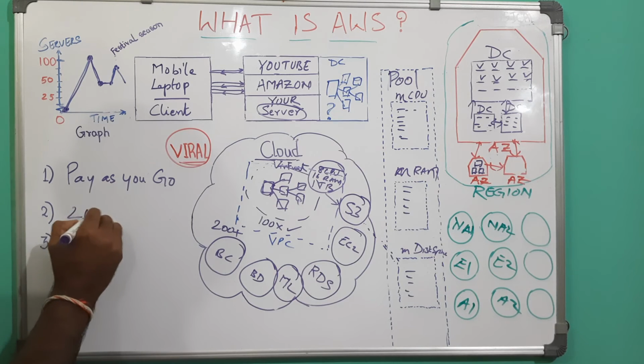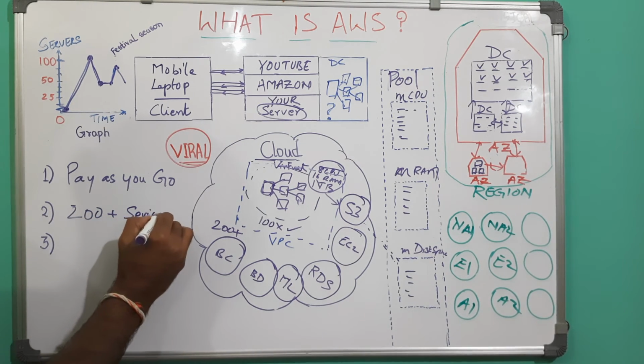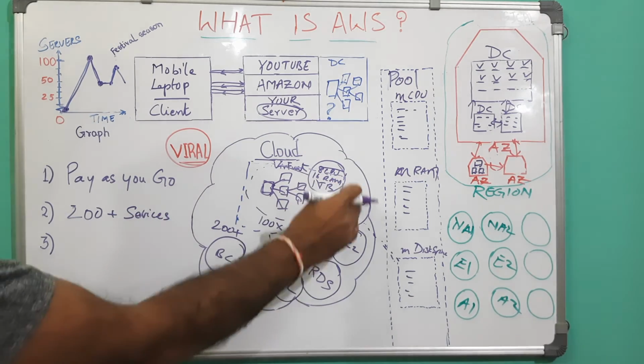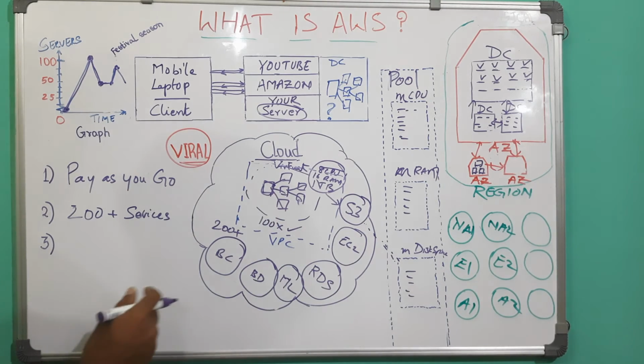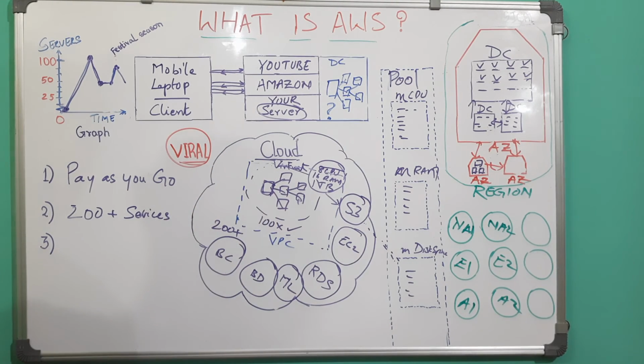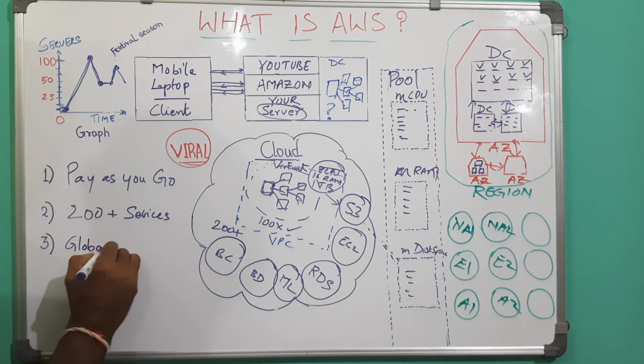And you have 200 plus services that you could use. As you've seen, there are 200 plus services that you can use for your application. So the third one is global infrastructure.